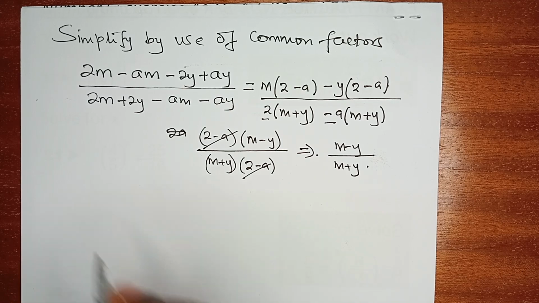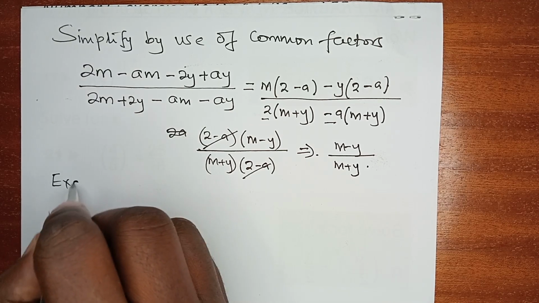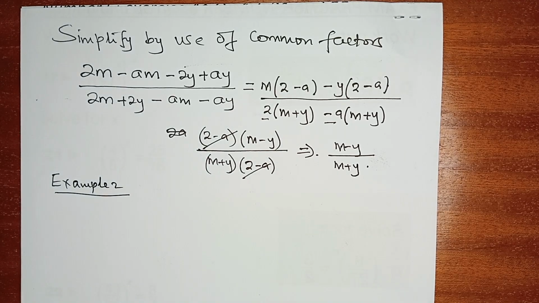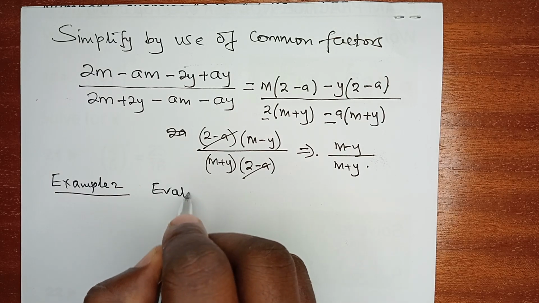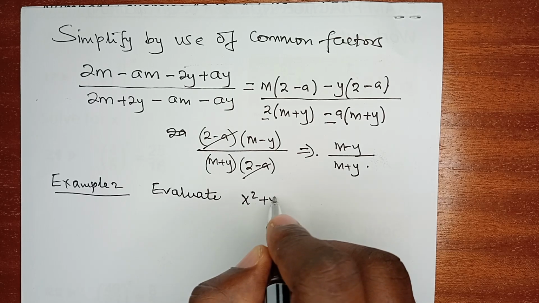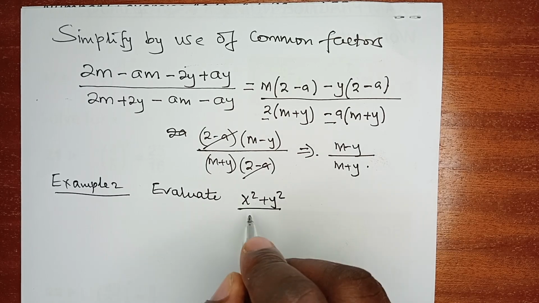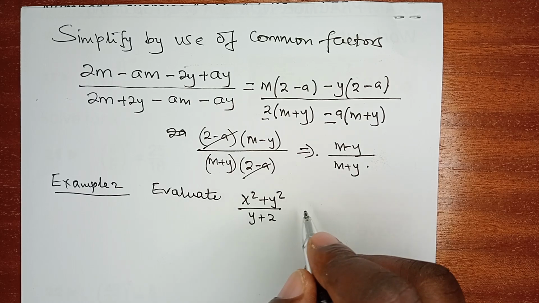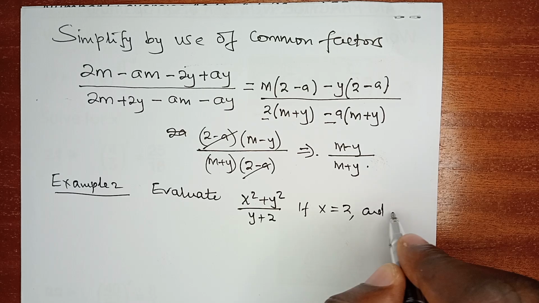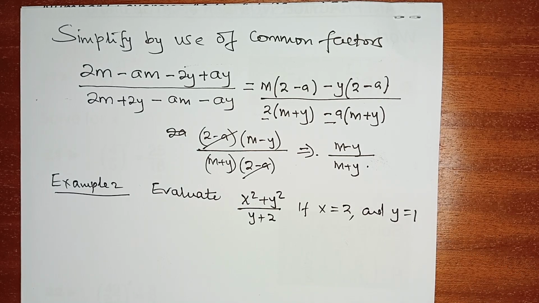In the second example, example 2, as we conclude, we are told to evaluate x squared plus y squared all over y plus 2 if x is equal to 2 and y is equal to 1. This is just a matter of getting the final answer through substitution.